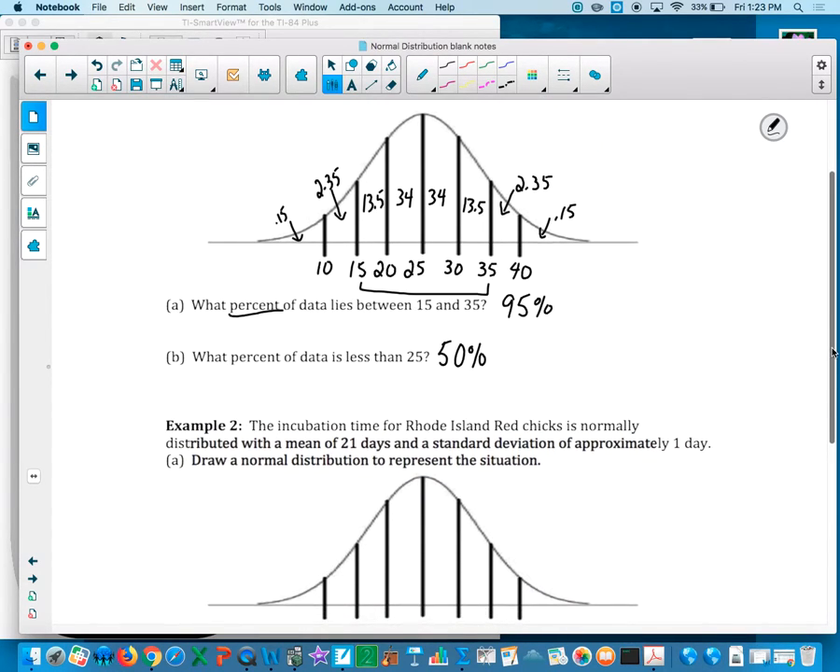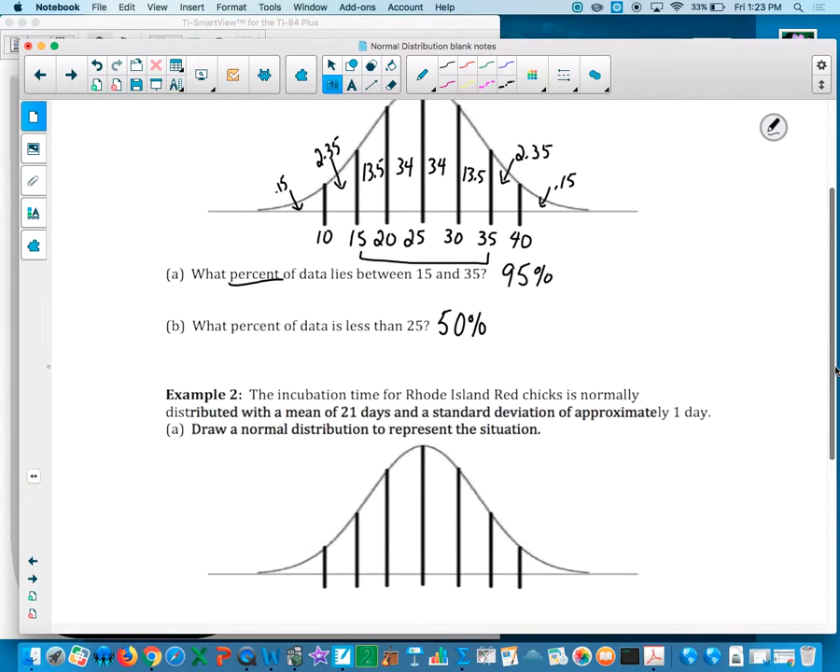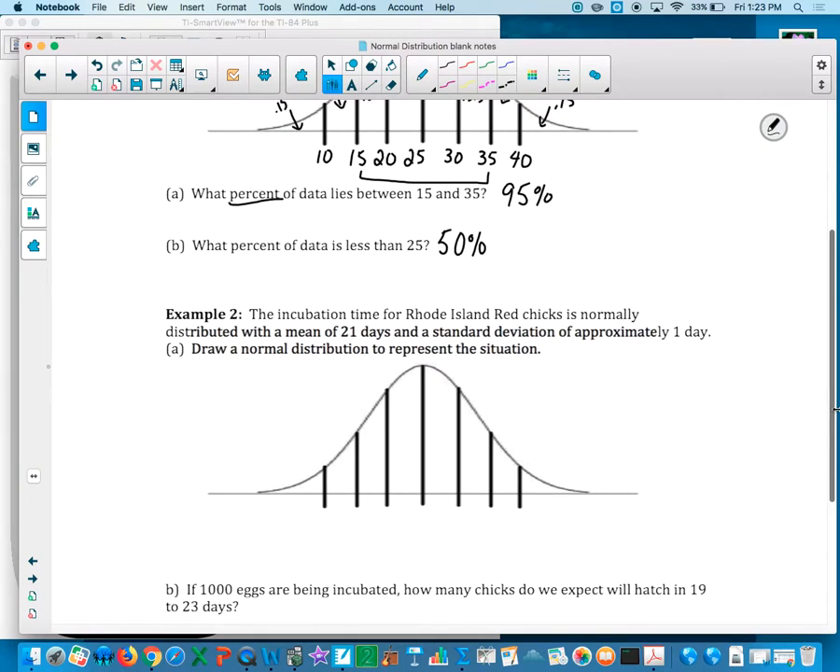All right, our next one is a scenario, and then instead of looking at percent, we're going to look at how many of the eggs are going to hatch. So we have incubation time for Rhode Island red chicks is normally distributed with a mean of 21 days and a standard deviation of 1. So we'll put 21 on the mean, add 1 going to the right, subtract 1 going to the left.